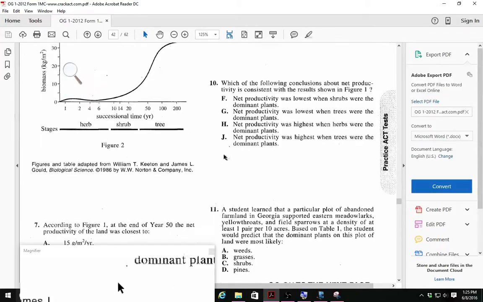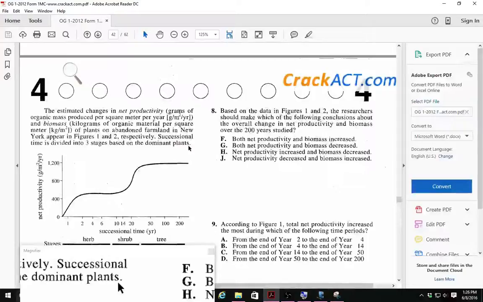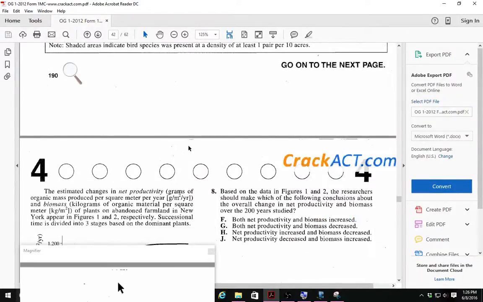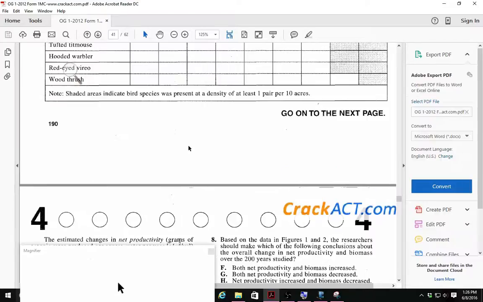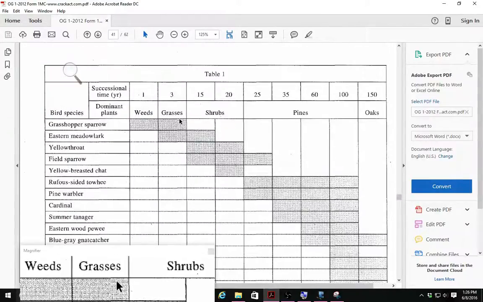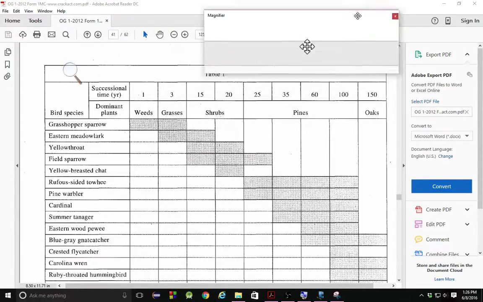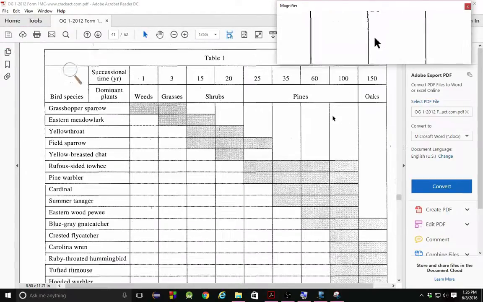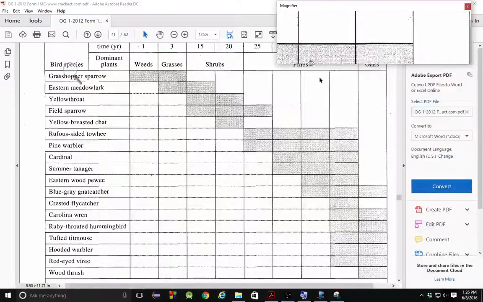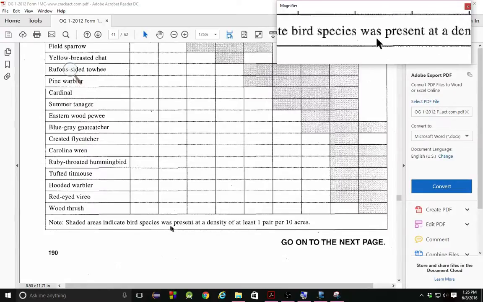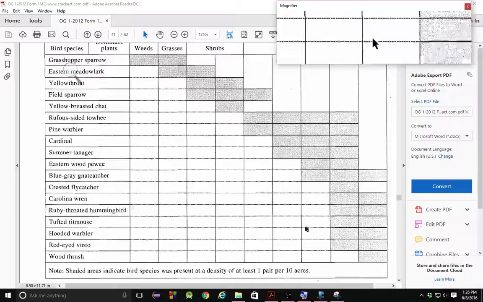Okay, so do not confuse this for Figure 1 or 2. Table 1. So let's go back to Table 1. This is Table 1 over here. And it says shaded areas indicate bird species that were present at a density of at least one pair per 10 acres.